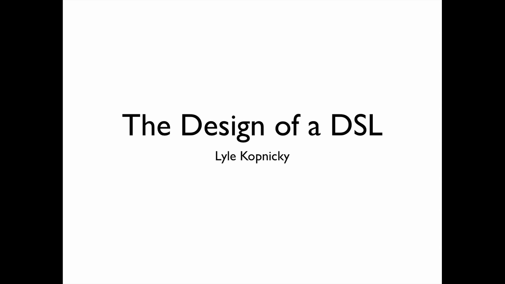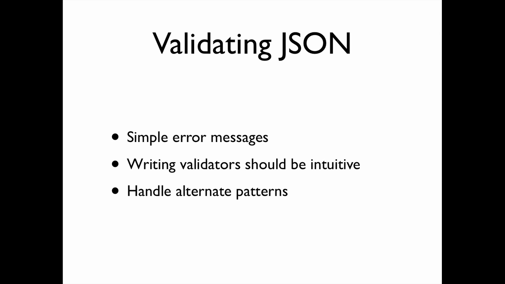The motivation was that at JanRain we used JSON for describing some user interface elements. We wanted to make sure that when people passed in a configuration in this JSON structure, it had the right structure. We thought we had a few things that we wanted to enforce. One is that error messages should be simple. We wanted writing validators to be intuitive, and we needed to be able to handle alternate patterns.